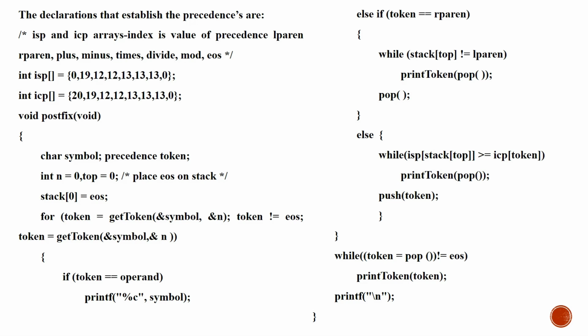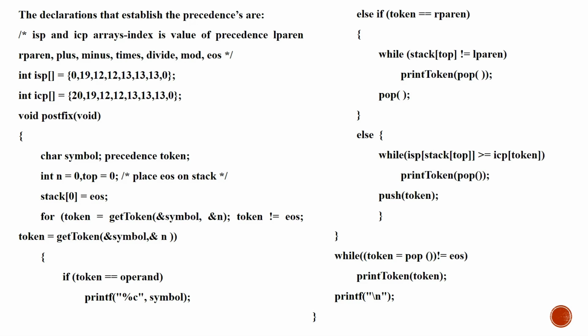Let us change that expression: A star B plus C. So now what happens? First star. What is the precedence of the star? 13. Plus precedence is 12. Is 13 greater than or equal to 12? Yes. The condition is true. Pop that one. That is, A B star is printed first. Then you push the plus to the stack. That is, first pop star and print it, then you push the plus over there.